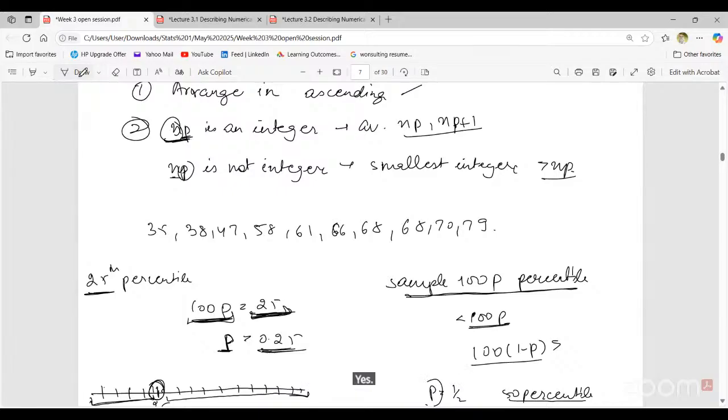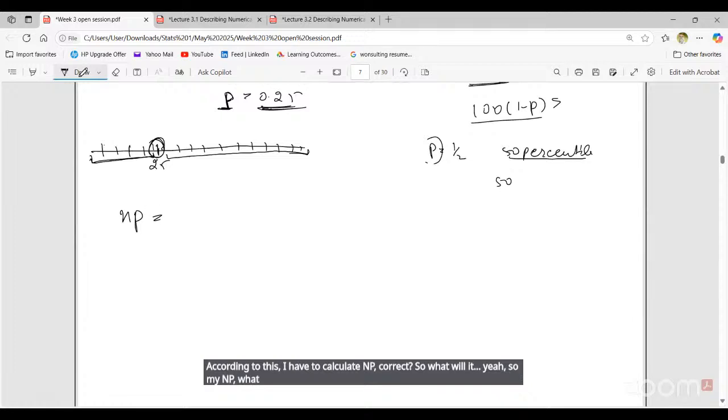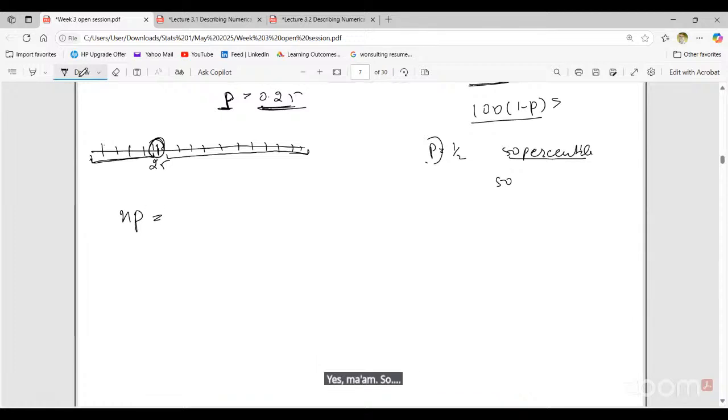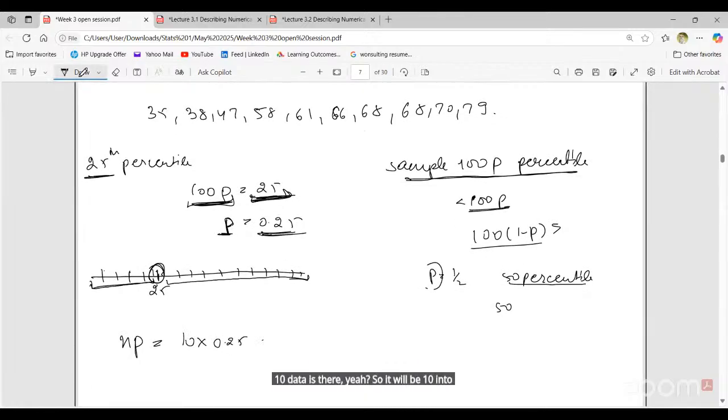So my np, what is n here? N is the number of data, like how many data points are there? 10 data points. So it will be 10 into 0.25. So basically it is 2.5. Is this an integer or not?